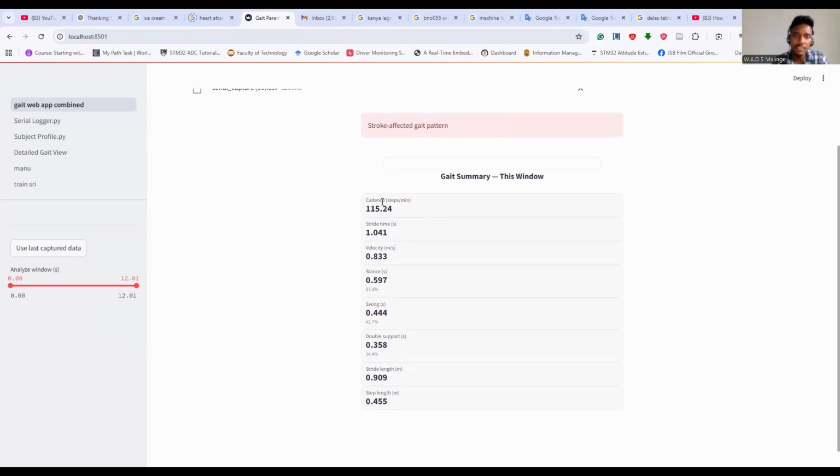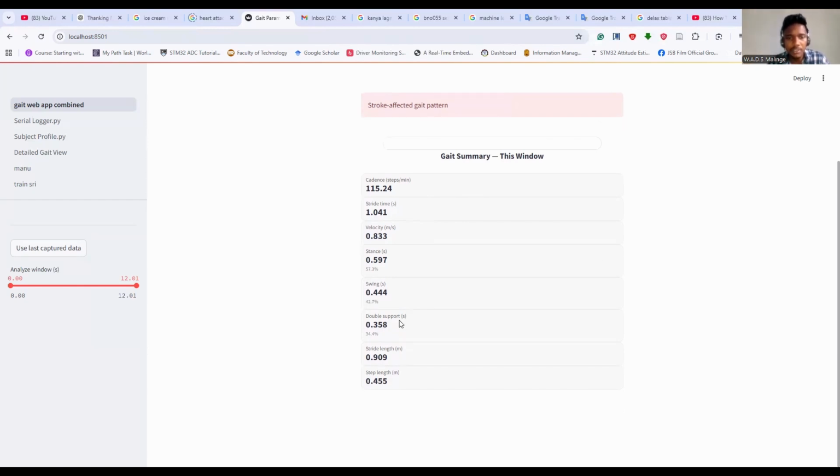Cadence means the number of steps per minute. Stride means the distance between the legs when the person is walking, along with the walking velocity. Stance means how much time is spent on the step. Swing time and double support time mean the time when both legs are on the ground.